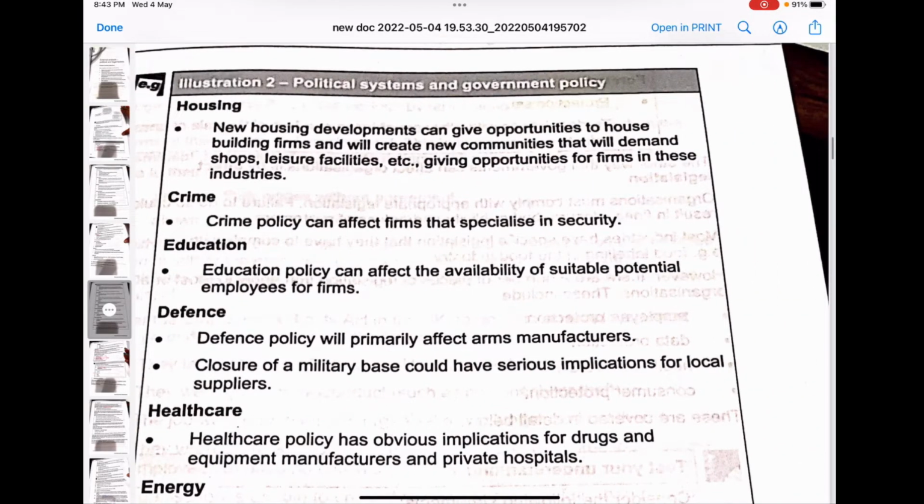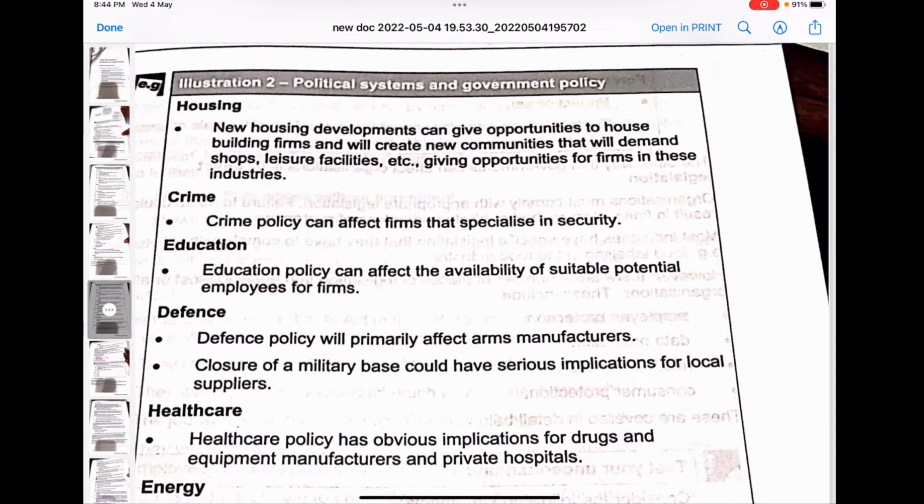So, political system and government policy. Let's see how the political system and government policy affect a business organization. The first one is housing. Obviously, when the government develops new housing, the people living in that housing area will have demands for shops and various basic amenities. So new housing developments can give opportunities to house building firms and will create new communities that will demand shops, leisure facilities, etc., giving opportunities for firms in these industries.